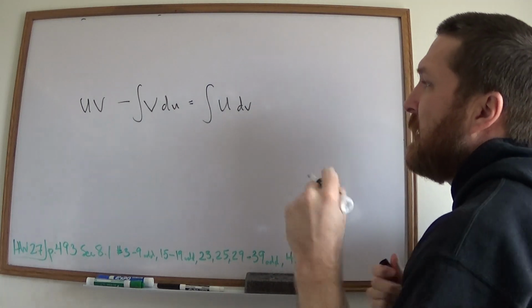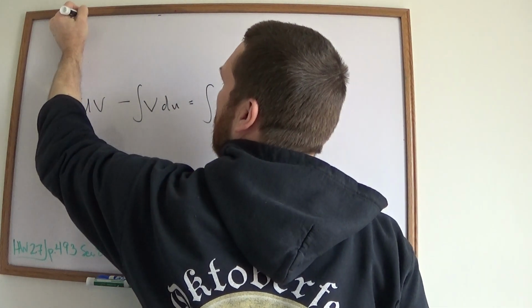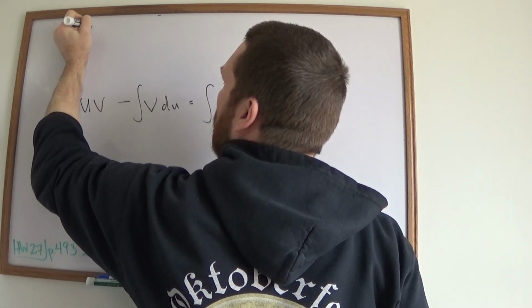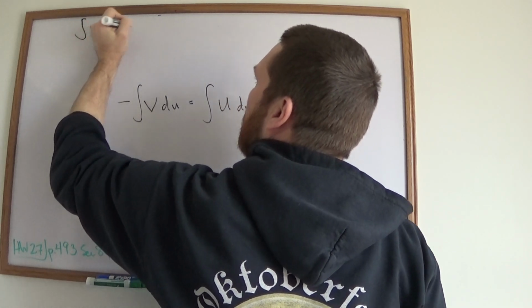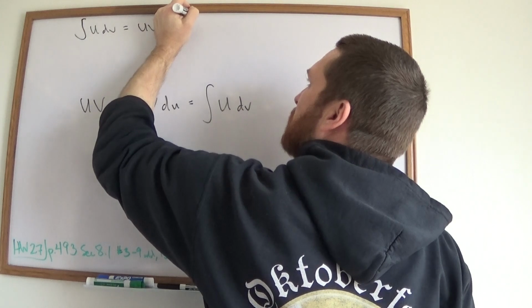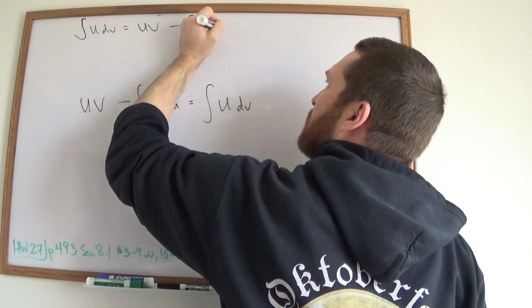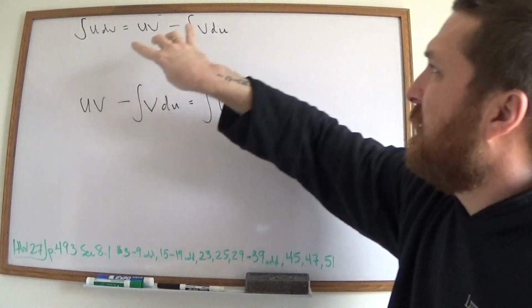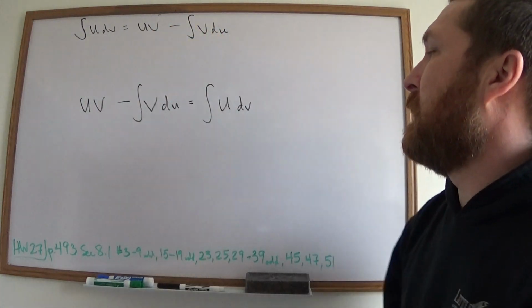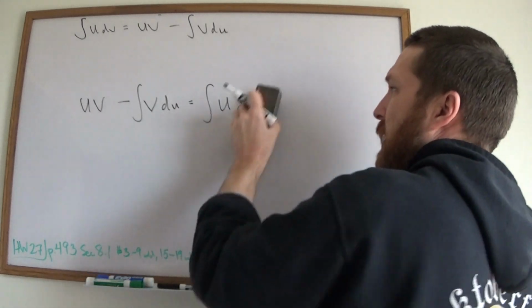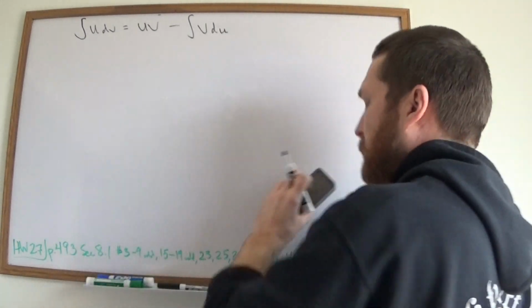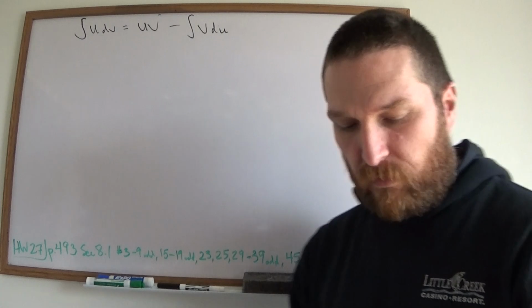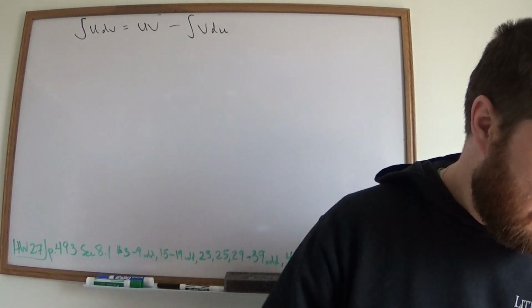And I'm going to go ahead and write it this way, where we start with the integral of u dv equals uv minus the integral of v du right there. Because we usually think of the thing that you're given, the thing that you want, right there, instead of this way around. And so, let's see how we're going to actually use this.